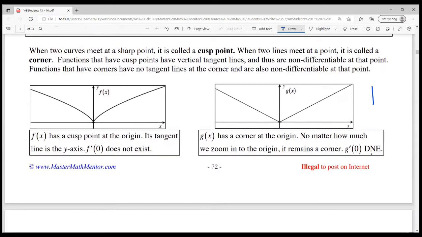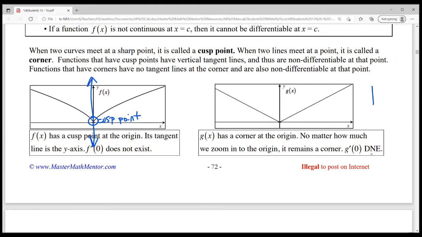We have two situations here. When a curve meets at a cusp point, like this right here, the tangent line is going to be vertical. And we know vertical tangent lines have undefined slope. Therefore, it would not be differentiable there.